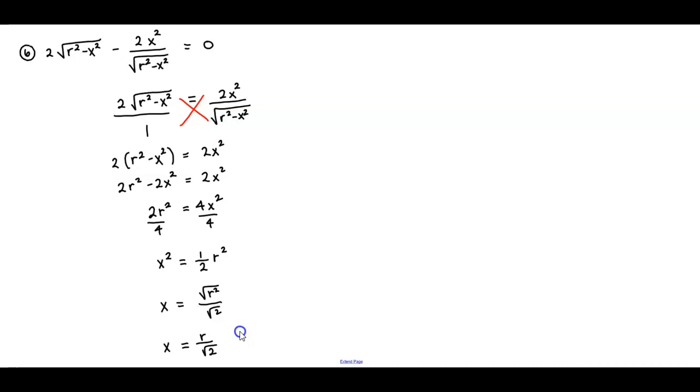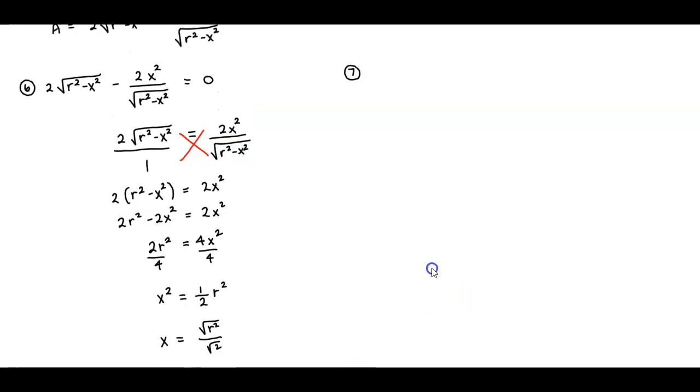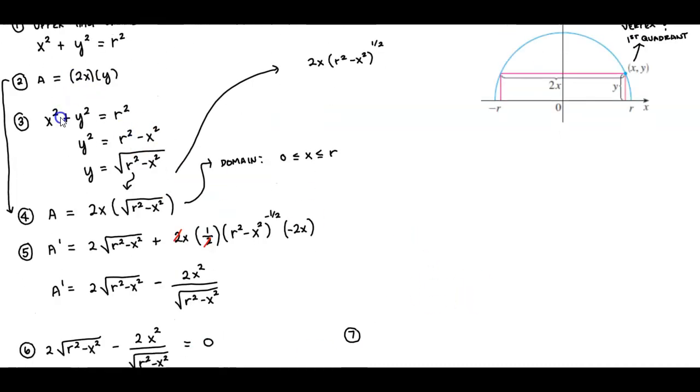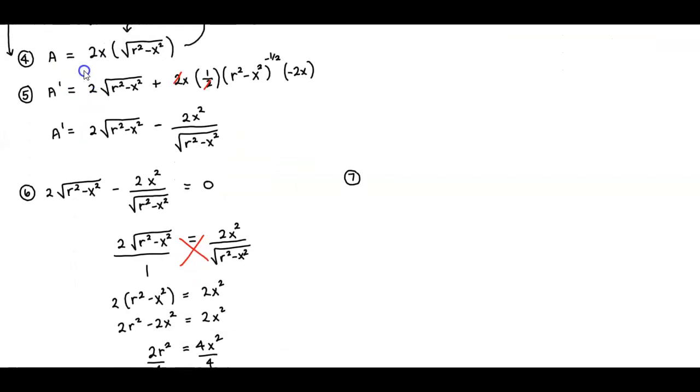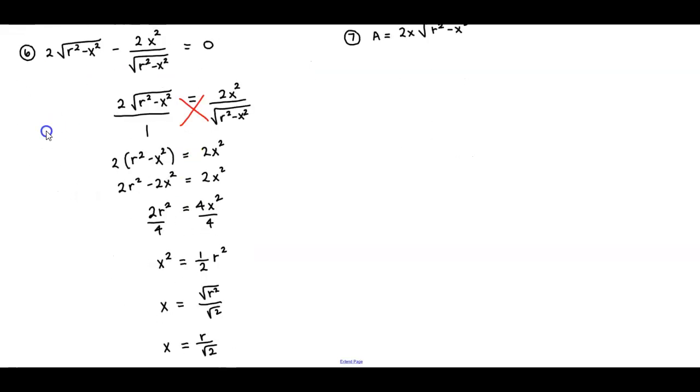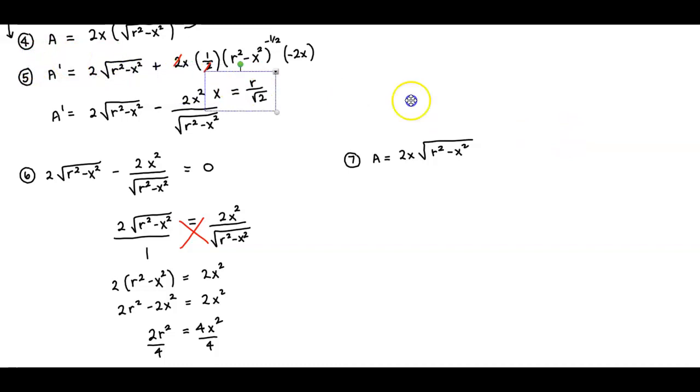Okay, so now we're going to go back and use our area function. We know that our area function in part 4 was equal to 2x times the square root of r squared minus x squared. And what did we determine that x equals? Well, we know that x is equal to r over the square root of 2. So we're going to substitute.